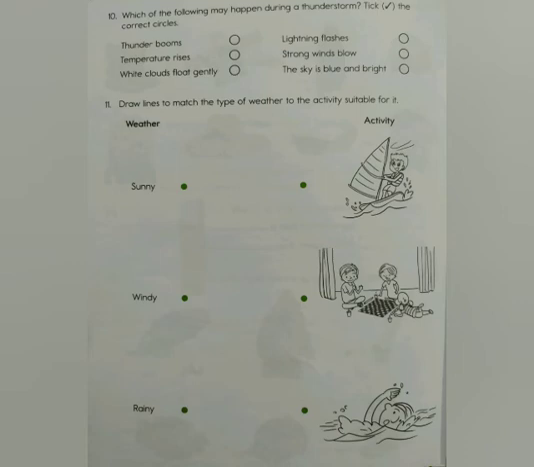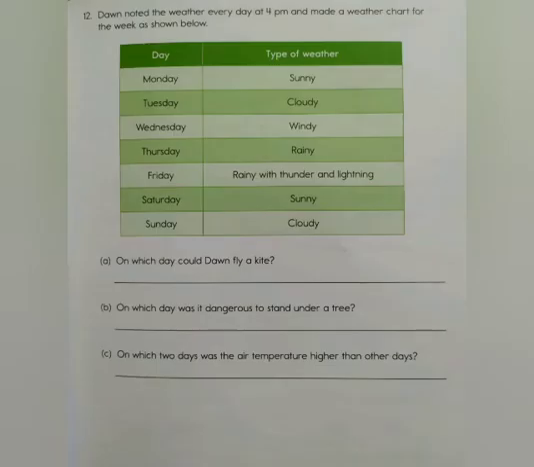So, which of the following happens during a thunderstorm? We have thunder booms, lightning flashes and strong winds blow. Right, the next question, match the weather to the activities. We have sunny, windy and rainy, windsurfing, board games and swimming. So let's go, sunny. We can go swimming. Windy, windsurfing. And rainy, we're going to stay inside and have board games. Please pause the video now, read the questions and answer.